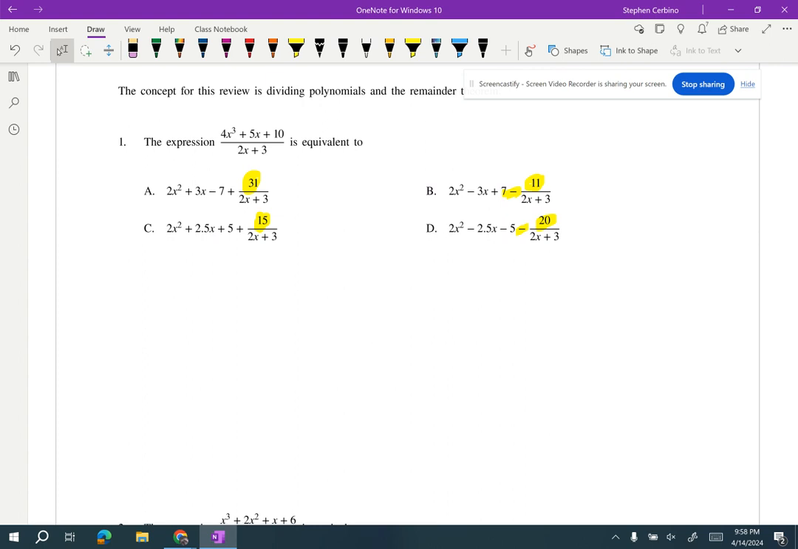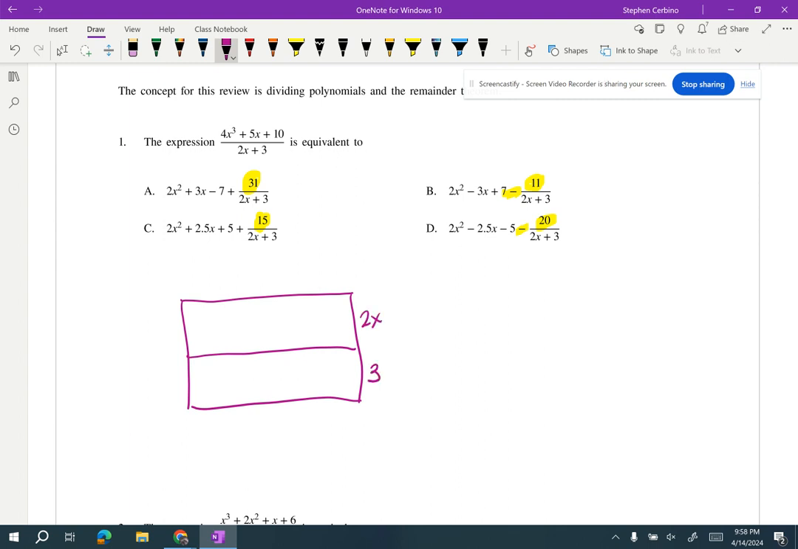So to be able to do the division here, we're going to start by making our rows. Because our denominator is a binomial, we know that there's going to be two rows. So I'll put 2x and 3 off to the side. Now, the goal here in division, unlike multiplication, is we're actually trying to create this polynomial within the boxes.